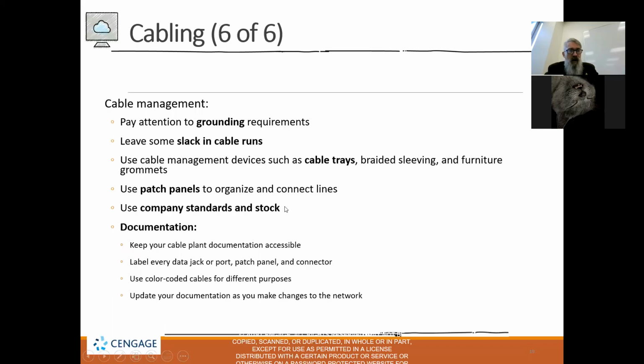All right, so pay attention to grounding. Give some slack in the cable. In other words, you don't want tight cables going tightly around corners. So they're saying you measure it and then you add half a meter or a meter or whatever, so that you've got a bit of extra space. Pay attention to standards and keep records of everything that you're doing.